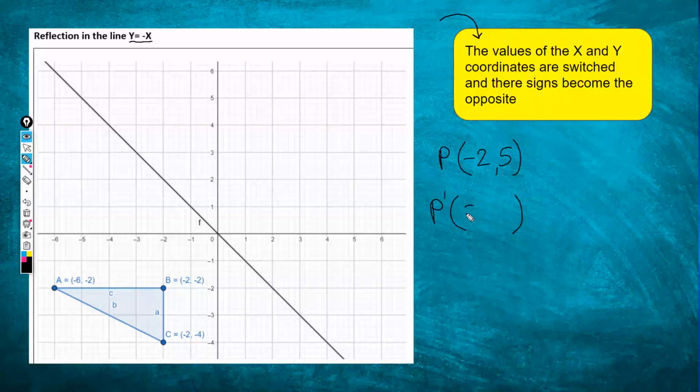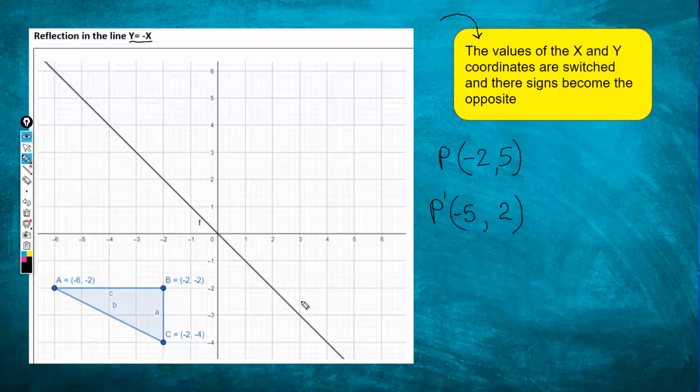So that means the 5 will go here and the 2 will go here. We switch positions, but we have to make sure they become the opposite. What's the opposite of positive 5? Minus 5. And what's the opposite of minus 2? Positive 2. Do you all think you can do this question for me?